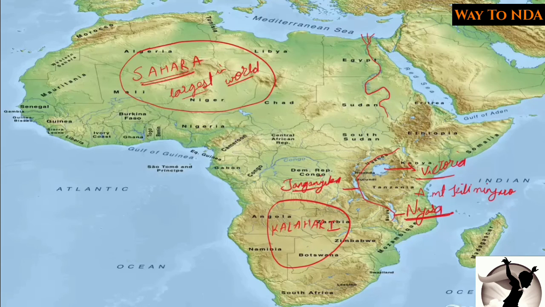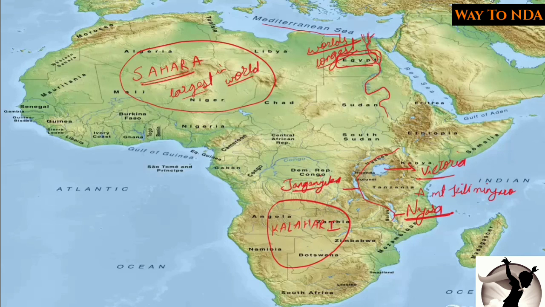The river Nile joins the Mediterranean Sea in Egypt. Okay, so this is the longest river in the world. Okay, and you will find the Egyptian civilization was there on this Nile river only. Okay, so this is a very important river. This is the world's longest river. Try to find it in your atlas.